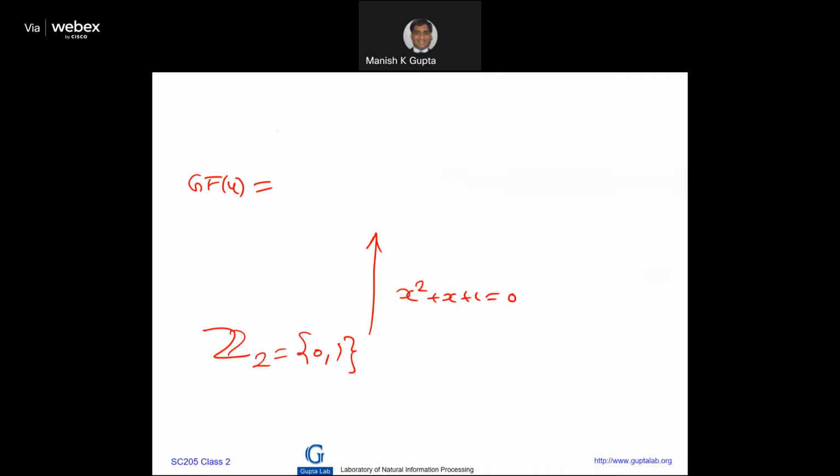Remember in the complex plane what we have done? A plus iB. Here I'll call it A plus alpha B, such that A and B are in Z2, and alpha is a root of this equation: alpha square plus alpha plus 1 is equal to 0. Perfect analogy. There it was i square plus 1 is equal to 0, here I am calling it alpha. Now can I build a field with 4 elements? That's the question. Using this, let us try.